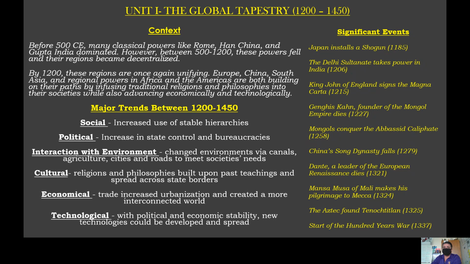Everybody remembers this guy, Genghis Khan, founder of the Mongol Empire. He dies in 1227. The Mongols are active during this time. And if you can remember that, the Mongols interacted with so many different groups of people, usually killing them, that you can start to get an idea of who all else was out there.